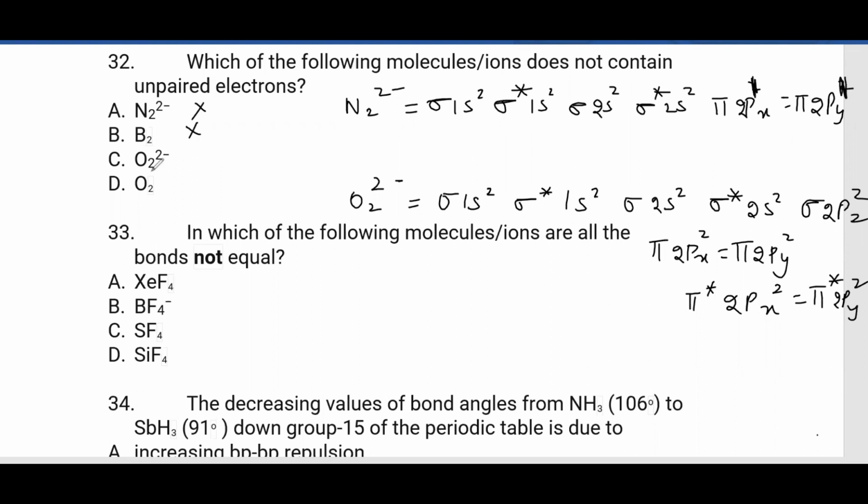And let us check the third option, O2 2 minus. O2 2 minus means 16 plus 2. For 18 electrons, we need to write the MOT configuration, and this is the MOT configuration for O2 2 minus, and you can see all electrons are paired here and there are no unpaired electrons. So this is our correct answer, option number C, O2 2 minus.